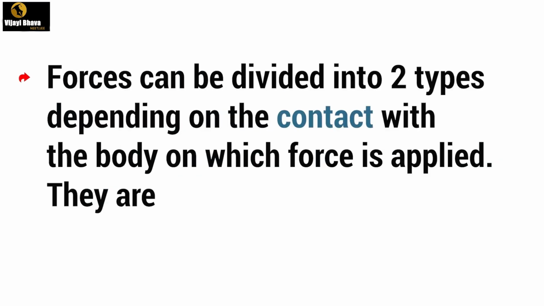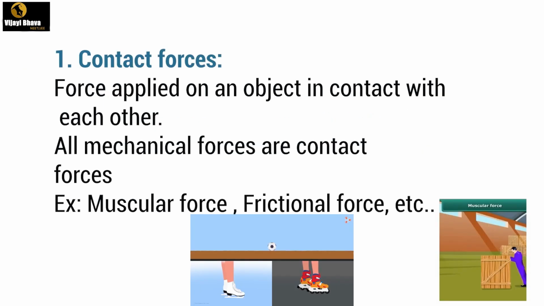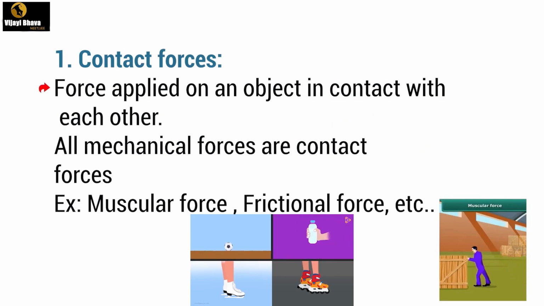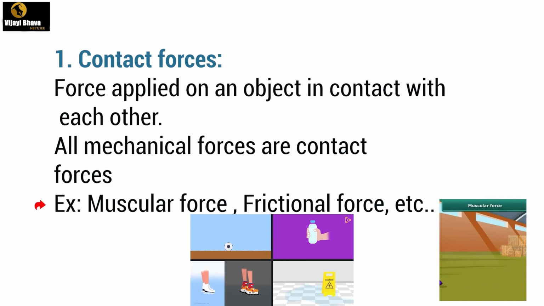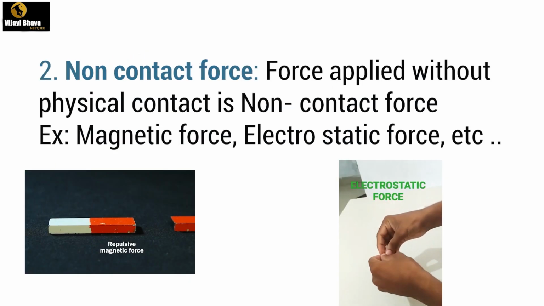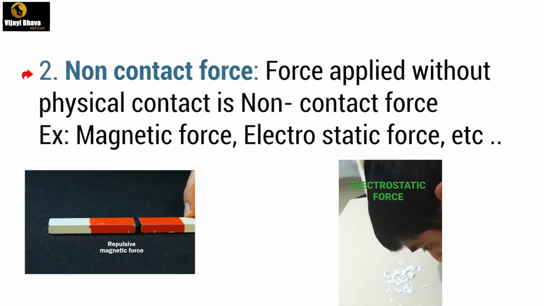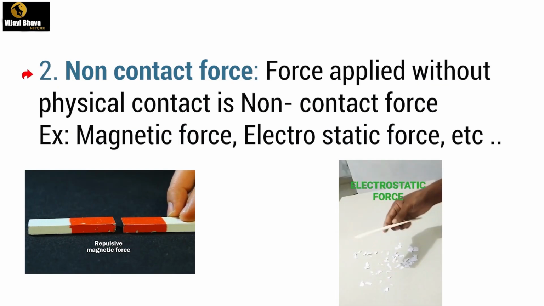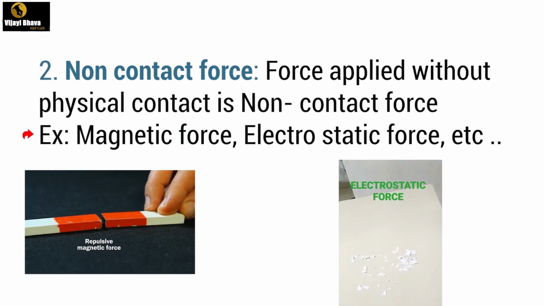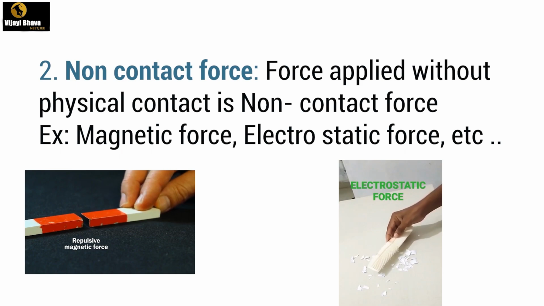Forces can be divided into two types depending on the contact with the body on which force is applied. They are, first, contact forces. Force applied on objects in contact with each other is called contact force. All mechanical forces are contact forces. Examples: muscular force, frictional force, etc. Non-contact forces. Force applied without physical contact is non-contact force. Examples for this are magnetic force and electrostatic force.